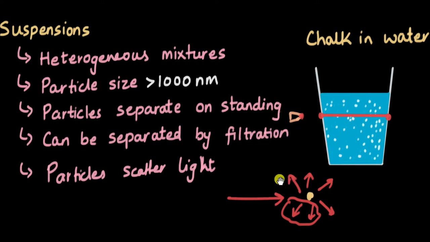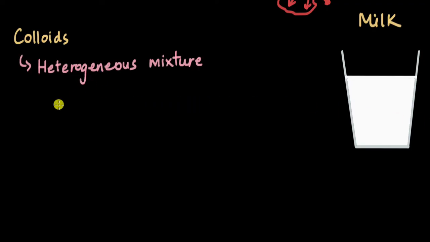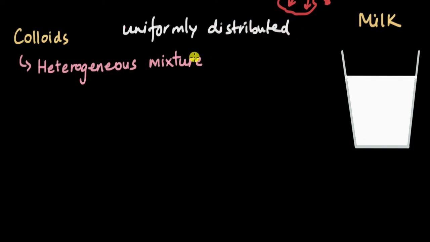Alright, now let's move on to colloids. So here we have colloid. This is milk. Now the first property is that it is a heterogeneous mixture. Now, even though the particles in a colloid are uniformly distributed, even then this is a heterogeneous mixture. And let's see why that is.